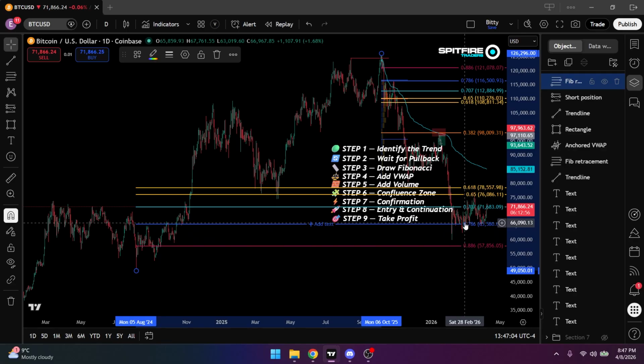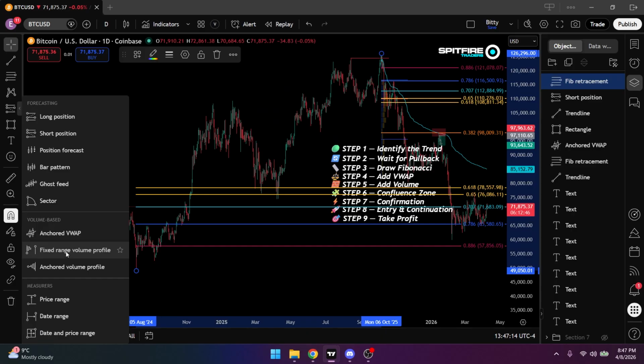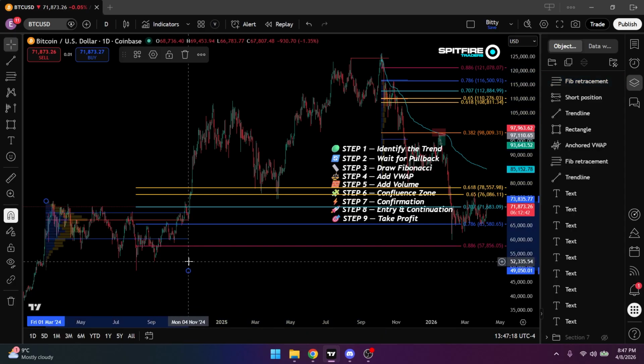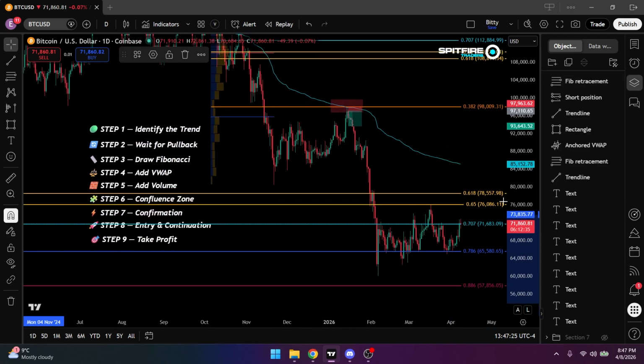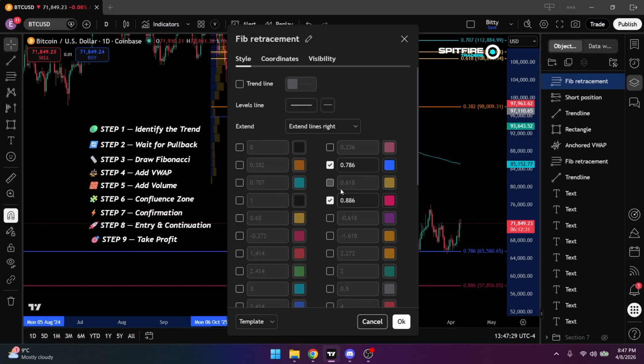In order to have an extra confluence for my take profit, I also see that this price here looks like a consolidation, so it has a lot of volume in it. So I want to see where is the most volume in this zone here. So I'll pull a fixed range volume and I get the same area around the 786. So going back, this will be my take profit, the 786 inside this Fib algo.